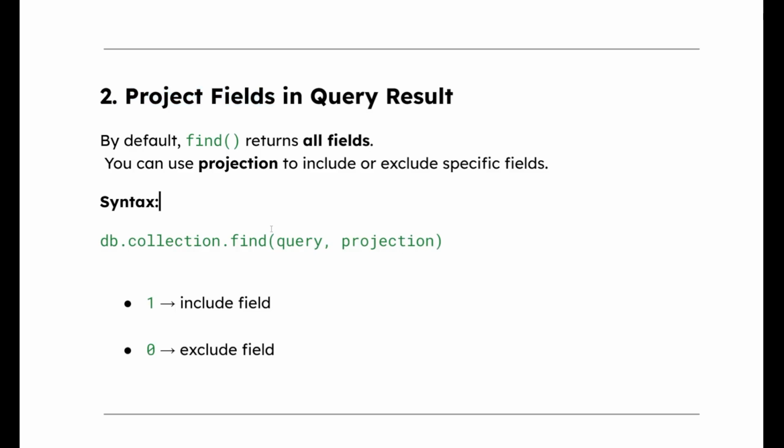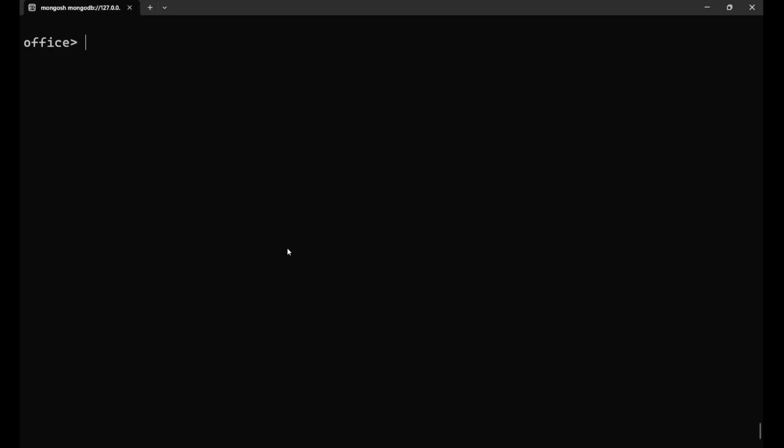Let's go to the MongoDB shell and write the query for it. It works almost the same while making the query, right? We just need to add a projection there. So how do we do it? We just need to write db.users.find, right? This is used to get all the documents.